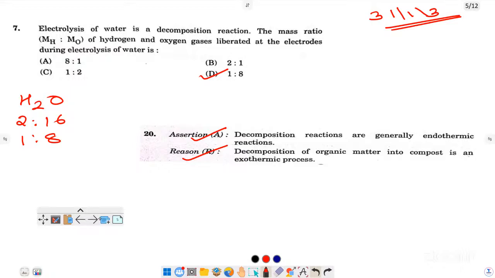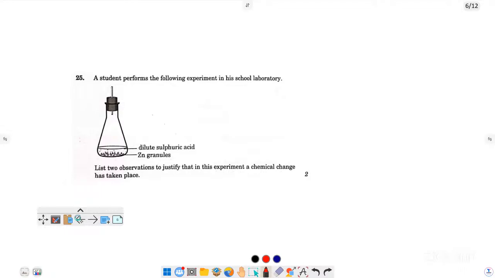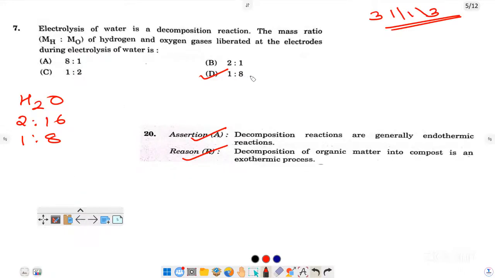Okay, next. Isn't it 2:1? They are asking mass of hydrogen to oxygen, right? So it is not 2:1, it is 1:8. Yes, they are asking mass ratio, correct? They are not asking the volume ratio. Next.